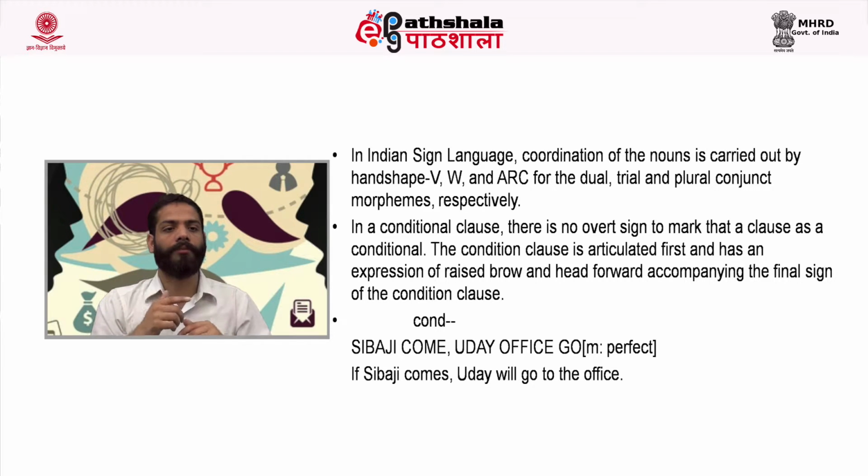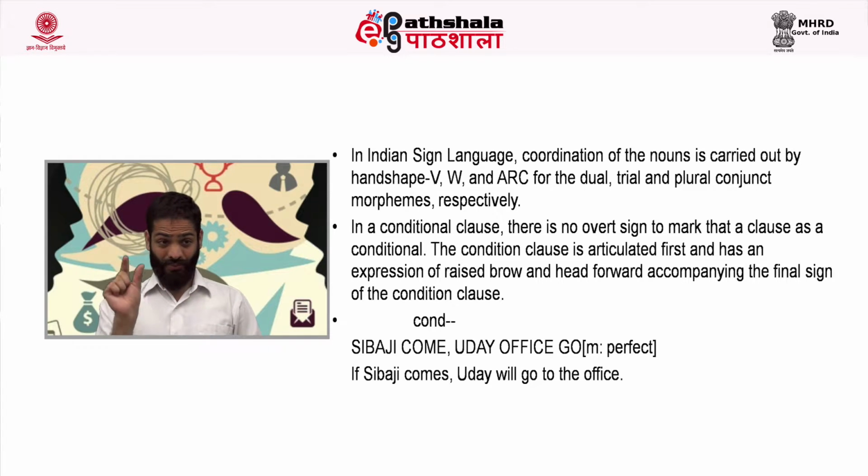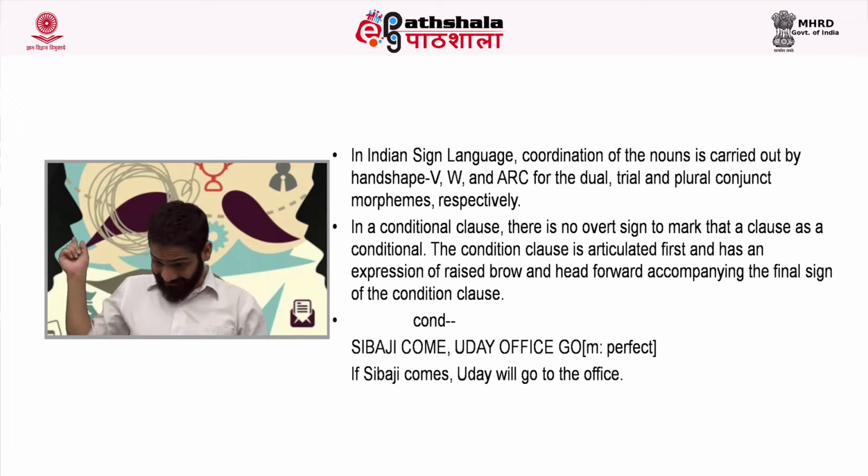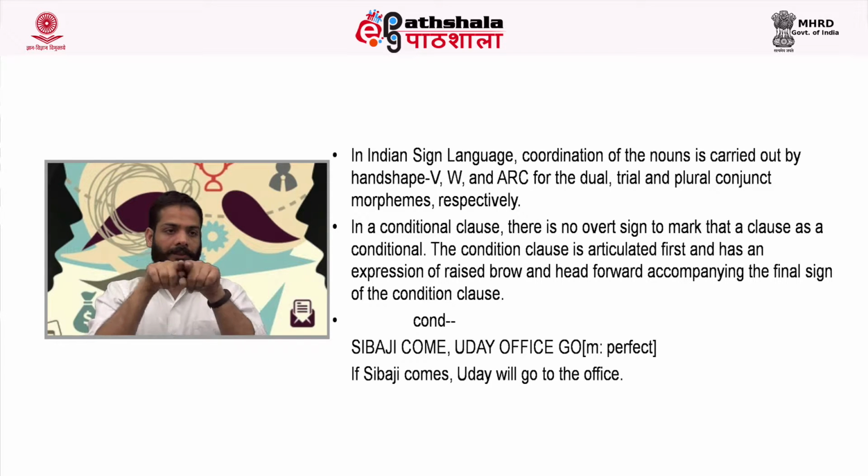In a conditional clause, there is no word sign to mark that a clause is a conditional. The conditional clause is articulated first and has an expression of raised brow and head forward accompanying the final sign of the conditional clause. It is followed by the result clause, which has an expression of head back. For example, if Sibaji comes, Uday will go to office. So, the sign would be like Sibaji come, Uday office go. The come would have a non-manual marker to mark condition.